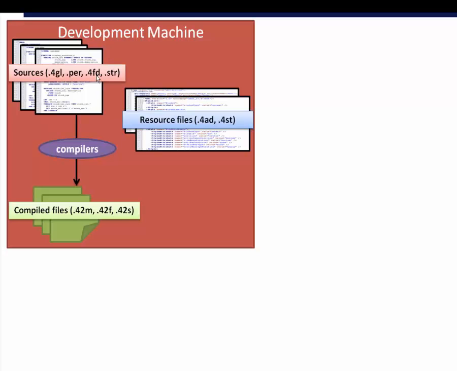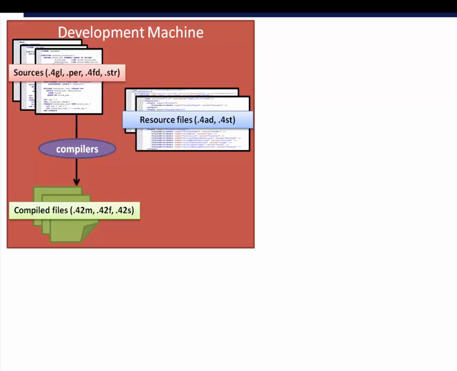Now, a .per file and a .4fd file are simply source files for developing the form or the screens for your program. The .per is a text definition. The 4fd would be a form definition that you develop in the Form Designer product, which is part of Genero Studio, so a graphical representation of the form. Again, those are the form source file types.